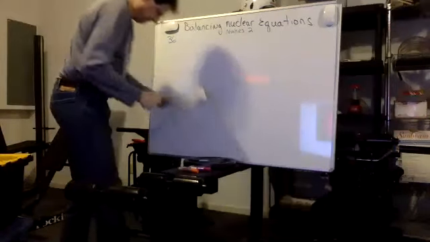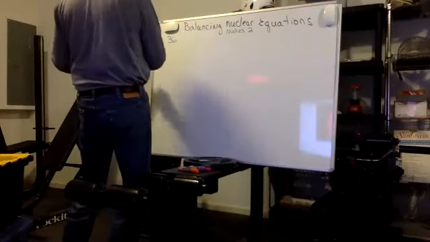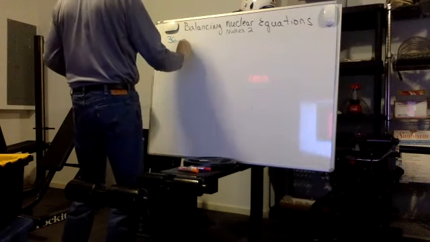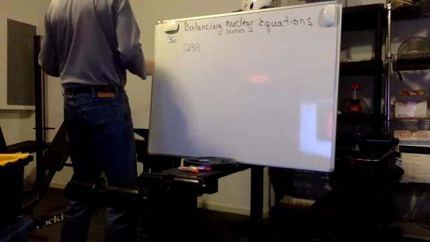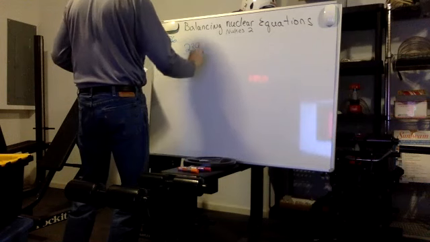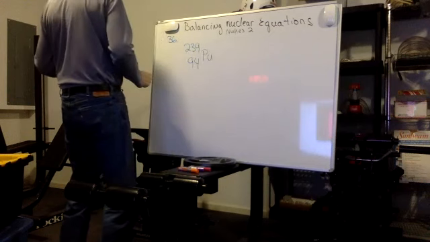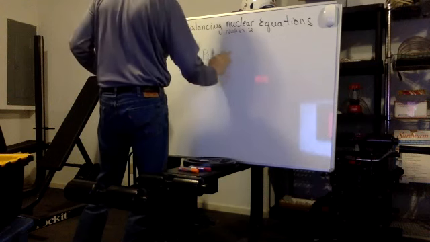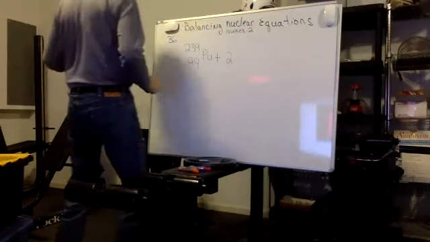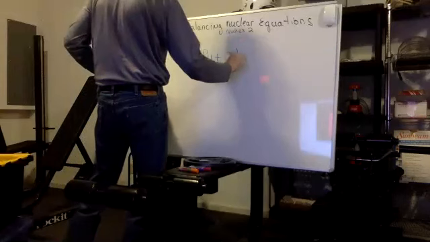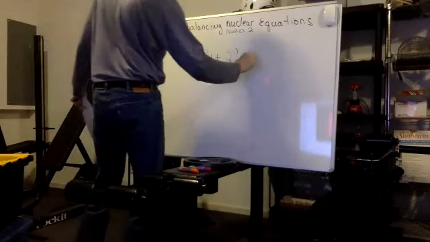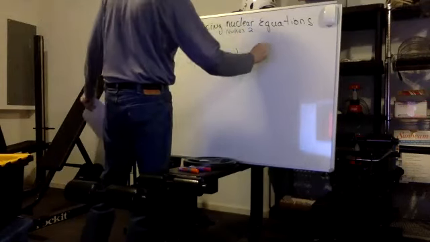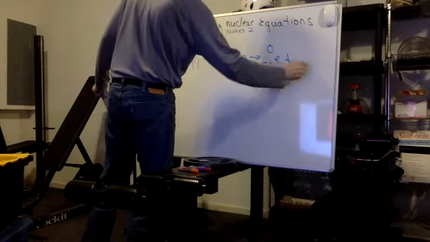$36, 239, 94, plutonium plus 2. Whoa, back the bus up. That's a coefficient there. 2 beta particle, and a blank.